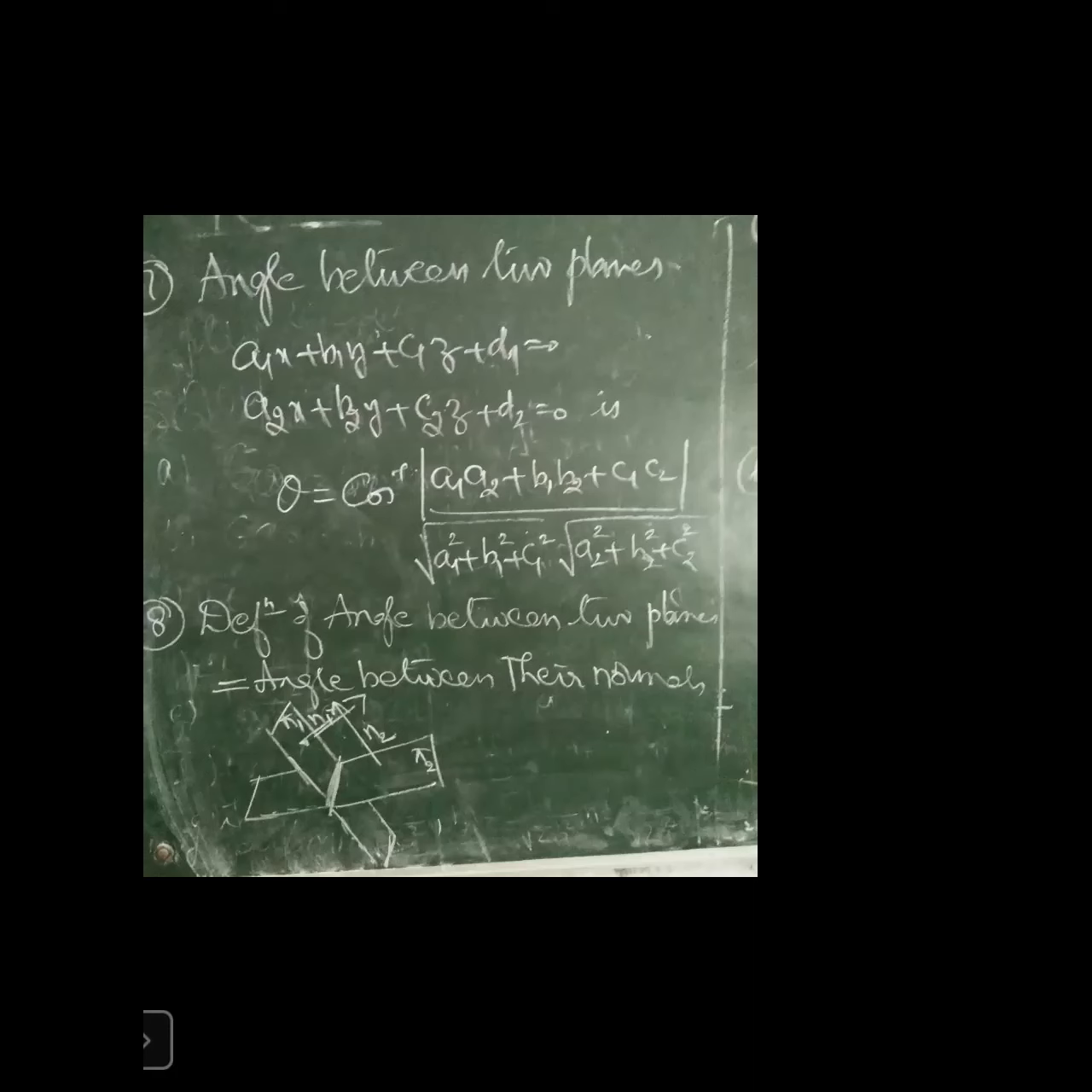Next, point number eight. Definition of angle between two planes: equal to the angle between their normals.